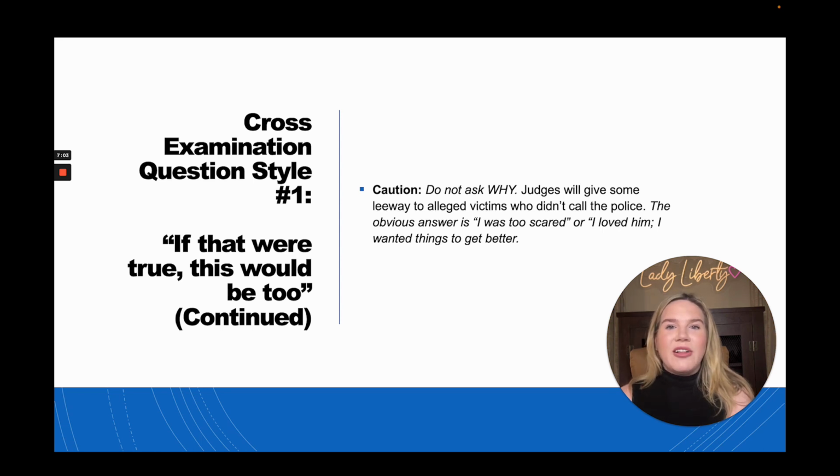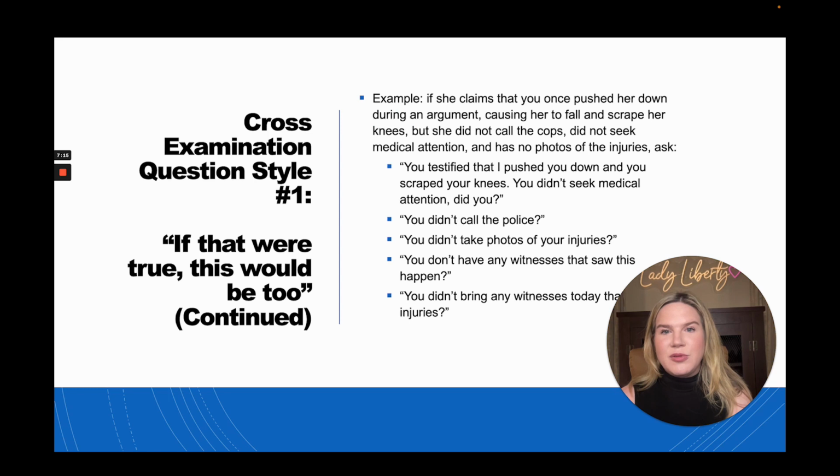And judges will give a lot of leeway to alleged victims who didn't call the police. Now, one final thing is, if the judge seems to be getting impatient with this, and make sure that you don't say it in a badgering way, then limit it. When I was going through these, I explained some of them may be better questions than others. Some of them may be more important. I think that the most important ones here are, you didn't take photos of your injuries, and you didn't bring any witnesses today that saw any injuries. I think those two are the most important, because if this scenario had actually happened, you would expect that one or both of those things would likely be true.